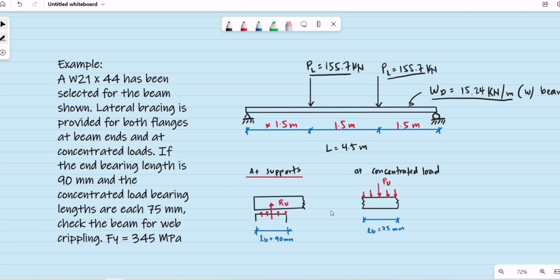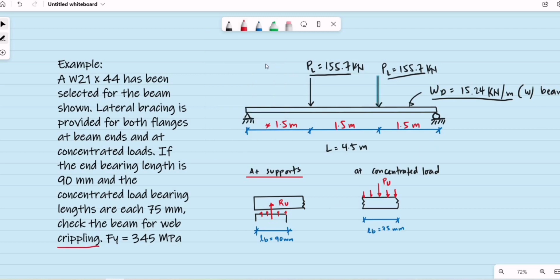Okay, so a W21/44 has been selected for the beam shown. Lateral bracing is provided for both flanges at beam ends and at concentrated loads. If the end bearing length is 90 millimeters and the concentrated load bearing lengths are each 75 millimeters, check the beam for web crippling.